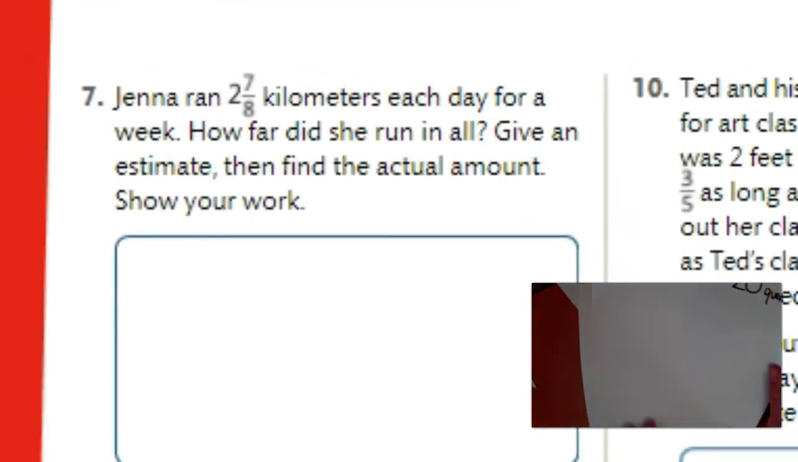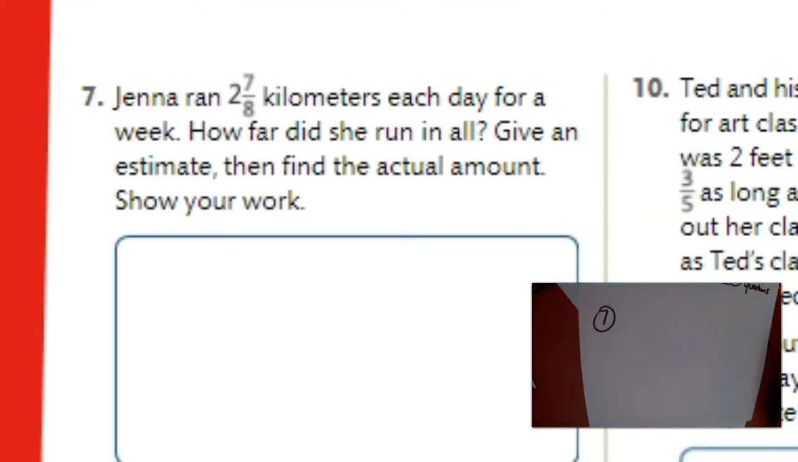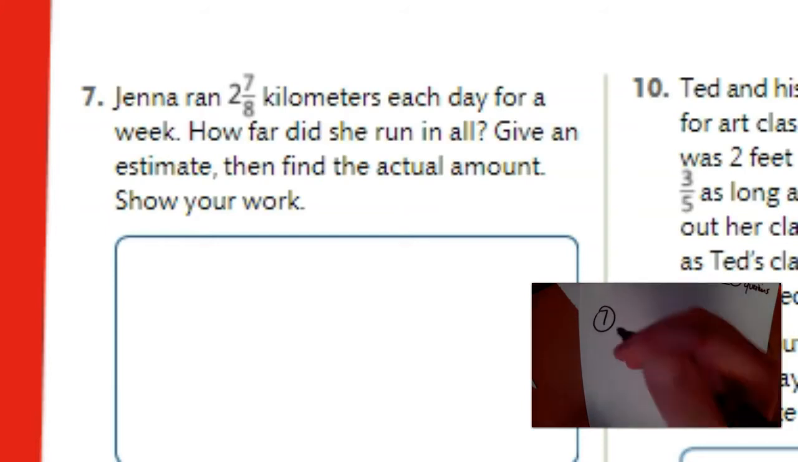Let's see here. Flip my page up here a little bit. On number 7, it says Jenna ran 2 7/8 kilometers each day for a week. How far did she run in all? Give an estimate and then find the actual amount. So guys, this kind of reminds me of question number 2, where we had Alberto running before for 7 days.